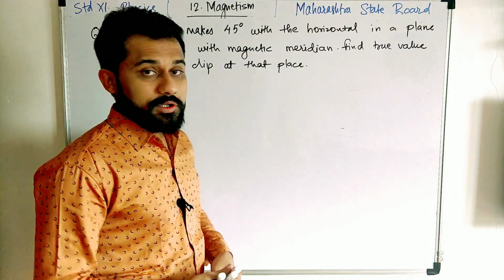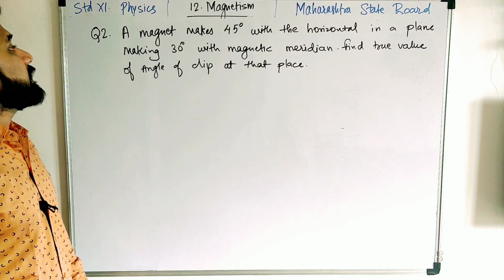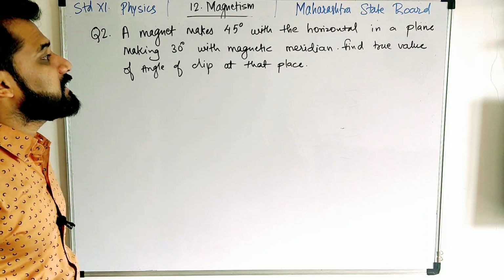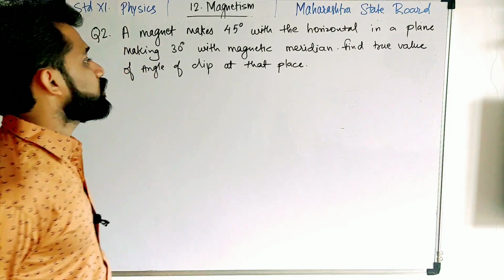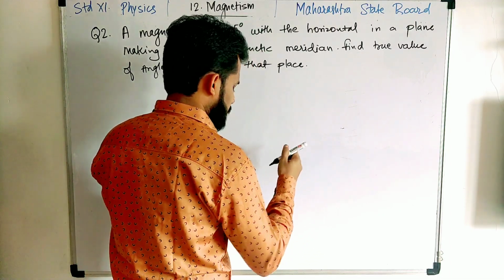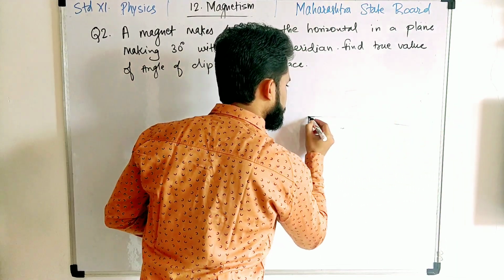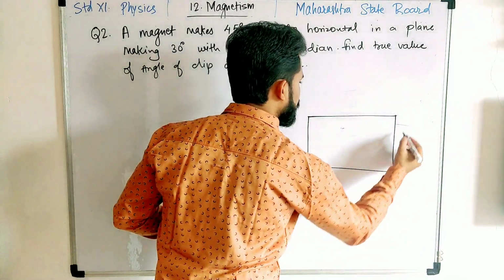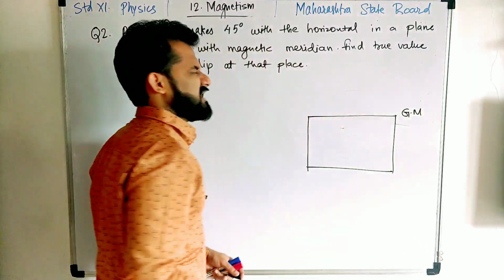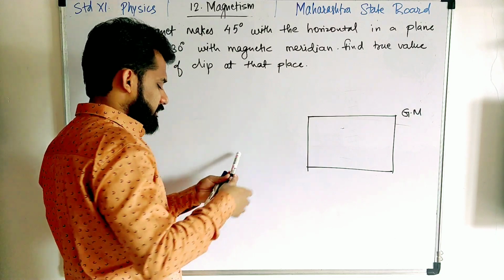Okay, so let's have a look at question number 2. A magnet makes 45 degree with horizontal in a plane making 30 degree with magnetic meridian. Find the true value of angle of dip. So let us consider two planes first of all. This plane is geographical meridian, whereas it is making 30 degree with magnetic meridian.